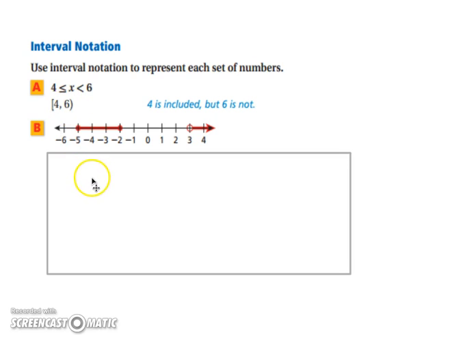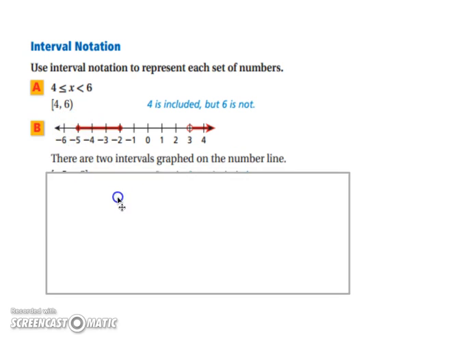This one gets a little trickier. My suggestion is to do each piece separately and then write them together in the end. So let's look at the piece on the left. Both values are included, as well as everything between them. So for interval notation, we're going to have a brace around both of them.